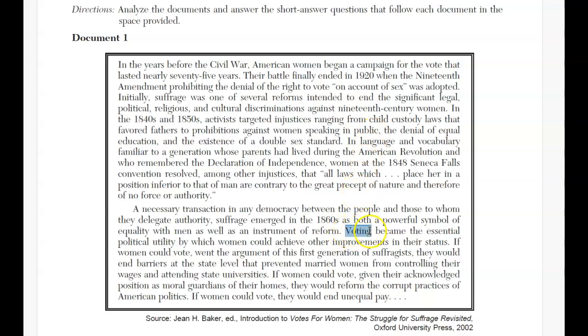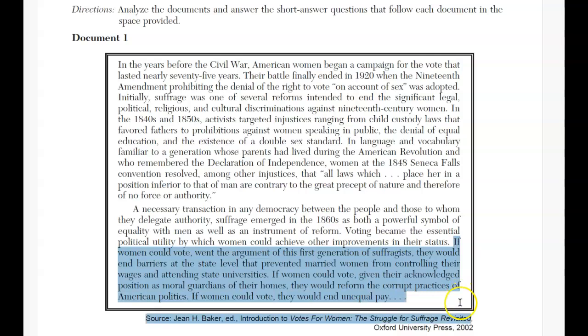Voting became the essential political utility by which women could achieve other improvements in their status. If women could vote, went the argument of the first generation of suffragists, they would end the barriers at the state level that prevented married women from controlling their wages and attending state universities. If women could vote, given their acknowledged position as moral guardians of their homes, they could reform the corrupt practices of American politics. If women could vote, they could end unequal pay.